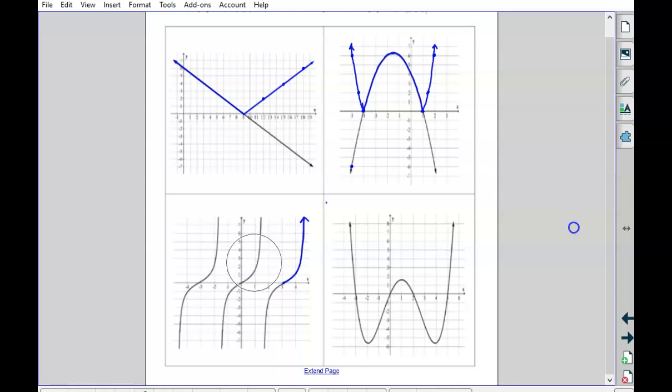Do I what? If we ask you, but you don't have to. My smart board's a little off on its alignment. Close.